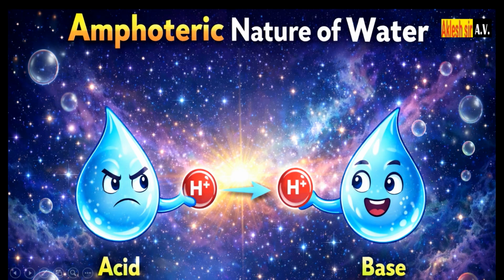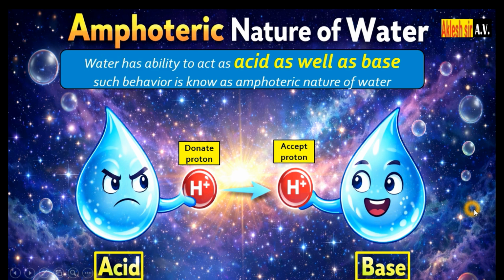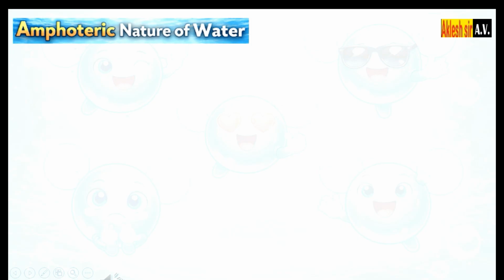Amphoteric nature of water. Water has the ability to act as an acid as well as a base. Such behavior is known as the amphoteric nature of water. So here water can behave like an acid and also as a base. How? Water can behave as an acid by donating a proton, and water can behave like a base by accepting a proton. So we will take one example so that we get clear about this concept, the amphoteric nature of water.